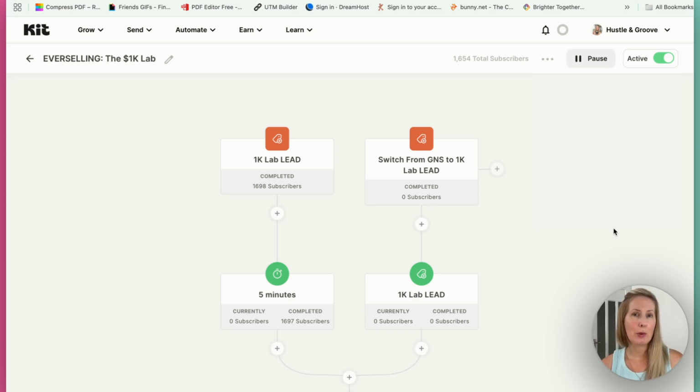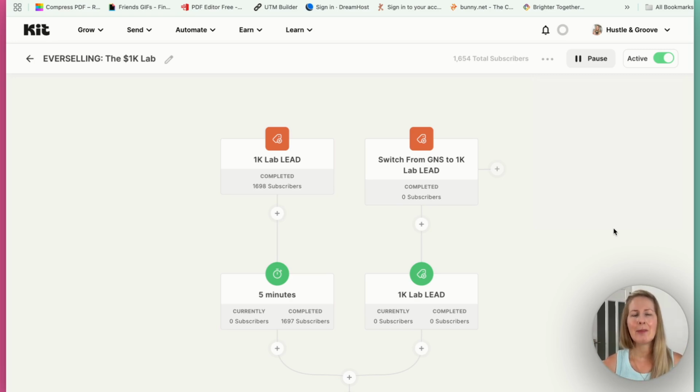So these are the two trigger points that someone may come into this particular funnel. So we've got the 1K Lab lead, and then we've also got a tag that is applied if someone's coming from the other Everselling sequence. So the reason why that is there is because within the first 6 weeks of the GNS Everselling sequence, I give people an opportunity to switch back over, because sometimes they might land in that funnel and it is just way too advanced. Even though they were probably interested in learning all the things, they're just like, you know what, I'm not quite ready for this. So I'm giving them an opportunity to switch to here so that they stay on the right path.